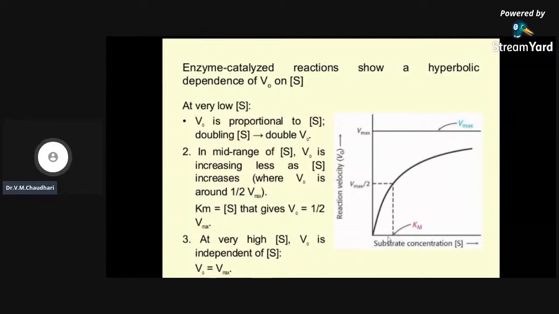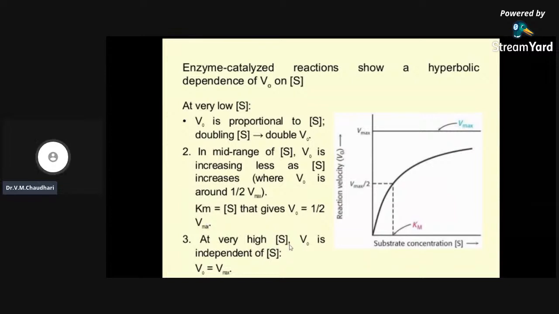Here you see, this is the Km. Km is the substrate concentration. या एक्सिस वर काय प्लॉट केलेलं आहे? Substrate concentration. So Km is the substrate concentration at which velocity, या y axis वर काय प्लॉट केलेलं आहे? Velocity. So this is the velocity. V0 is the velocity which is half of the maximum velocity, and that substrate concentration is nothing but the Km. Km is the substrate concentration that gives velocity half of the maximum.